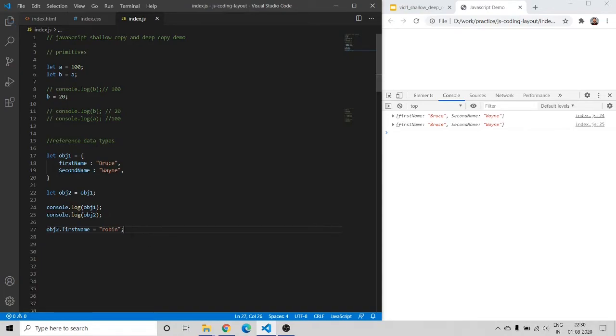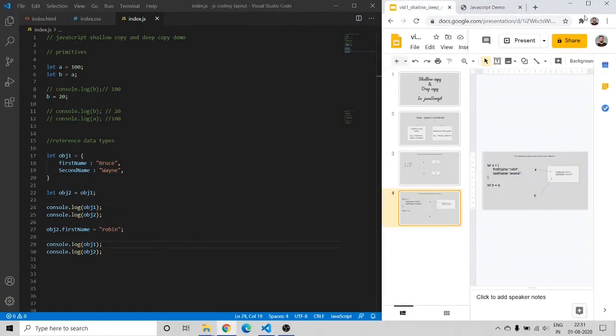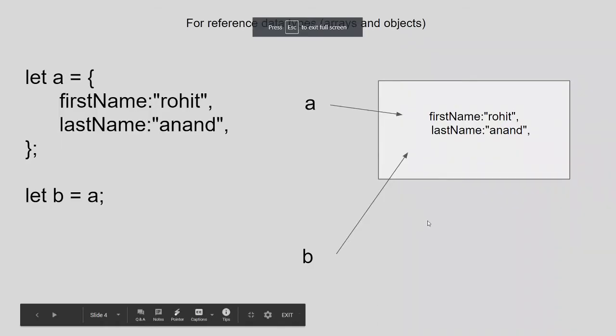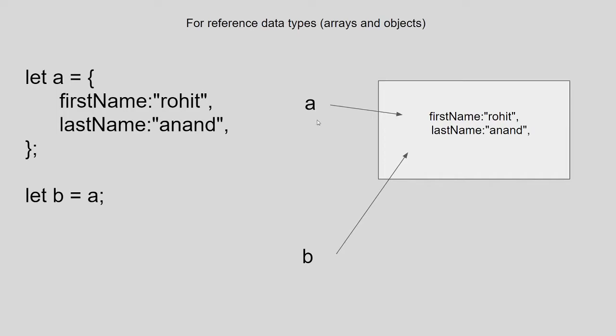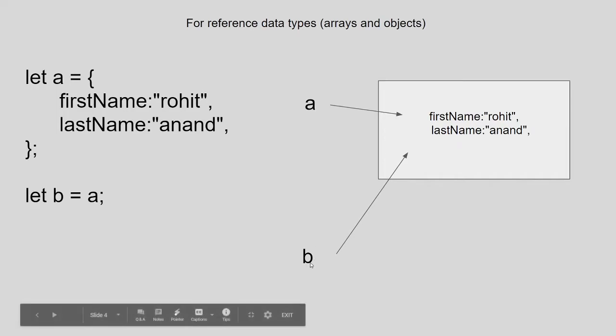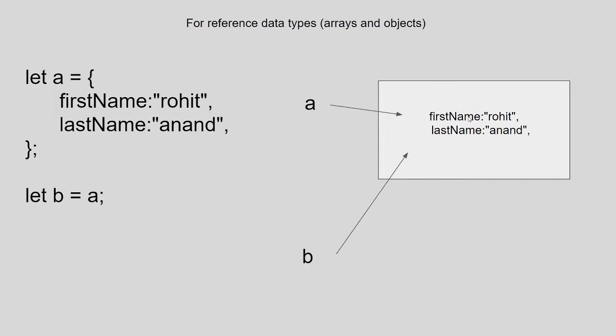But what I'll get is, it is changed to Robin, both in object 1 and object 2. So what I said in the slides, if I go back to the slides, yeah, both the variables are pointing towards the same object. So if I change the property from B, it is also changing the property of A, because I'm changing the property in that same memory location.